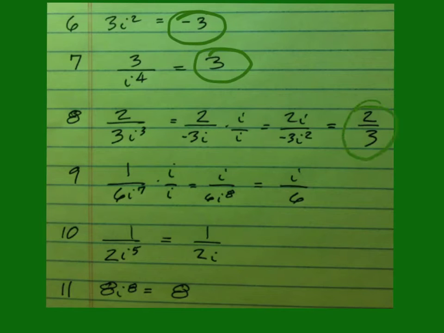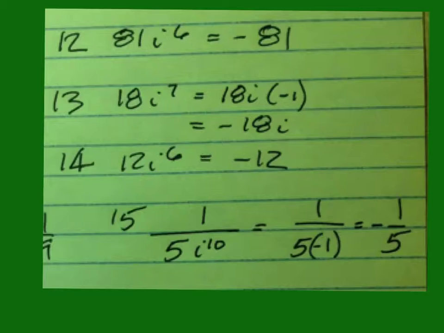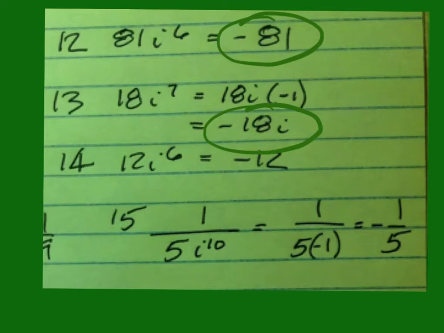8 is 2/3. 9 is i over 6. 10 is 1 over 2i. And 11 is 8. And 12 is negative 81. 13 is negative 18i. 14 is negative 12i, or not 12i, but just negative 12. And 15 is negative 1/5.